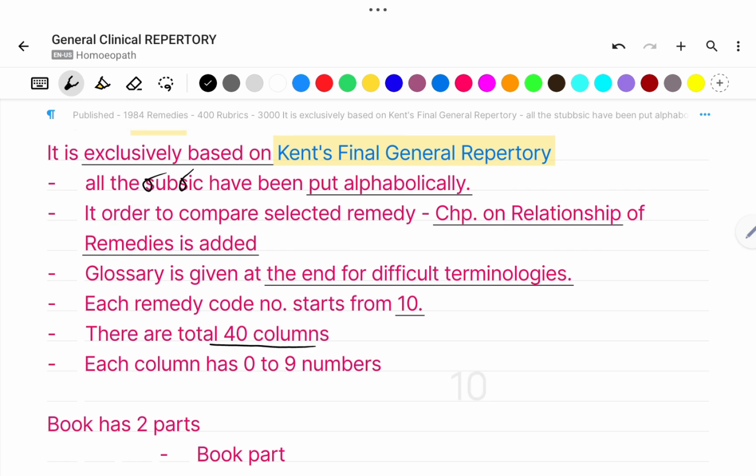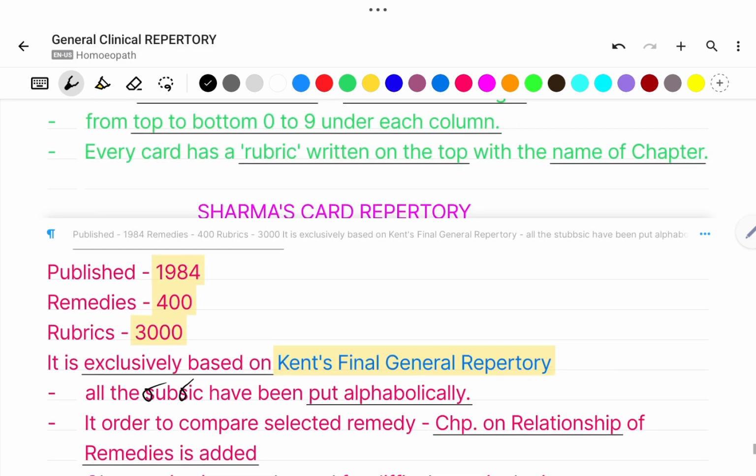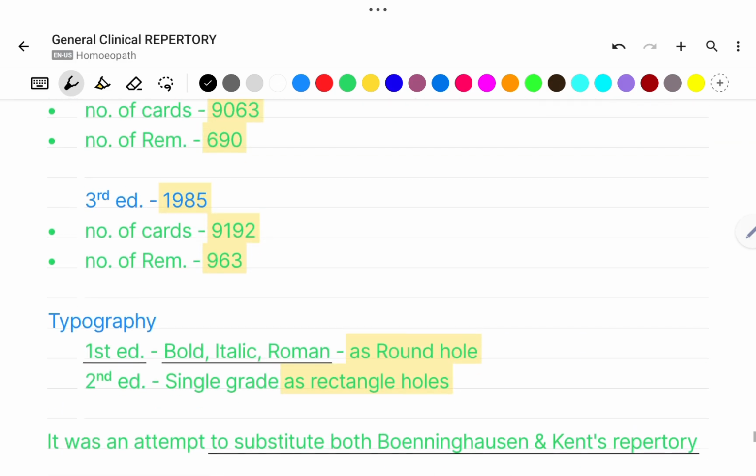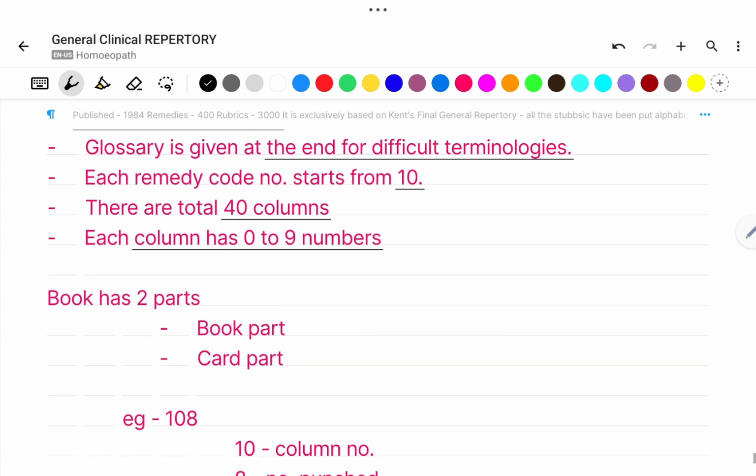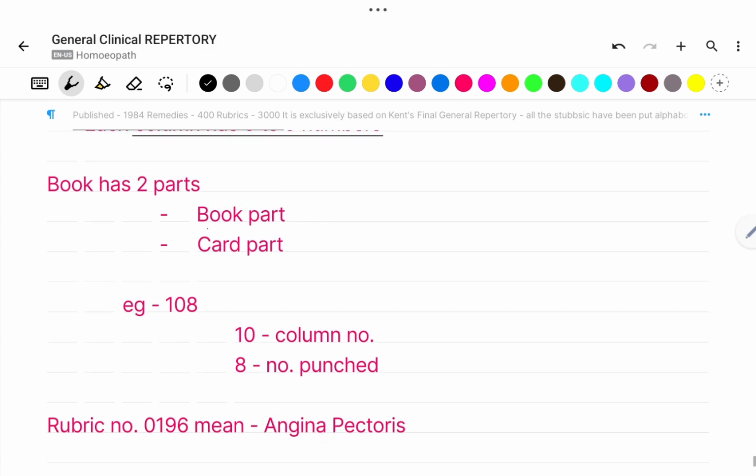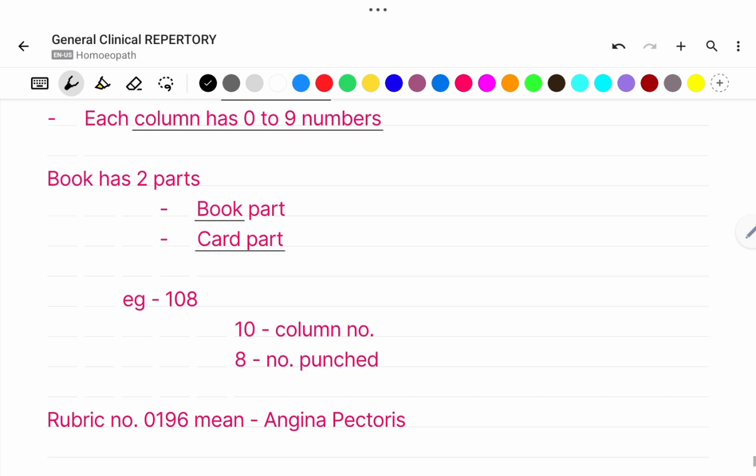There are a total of 40 columns in this card repertory and each column has 0 to 9 numbers. So, in the above, that is Kishore's repertory, there were 80 columns. But here, there are 40 columns. The book has two parts, that is, the first is the book part and the second is the card part.